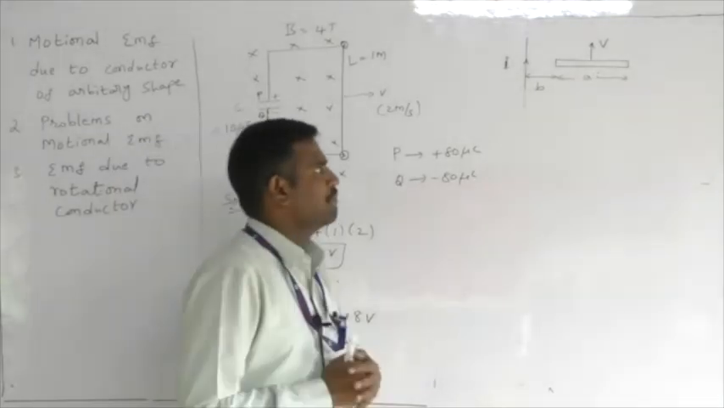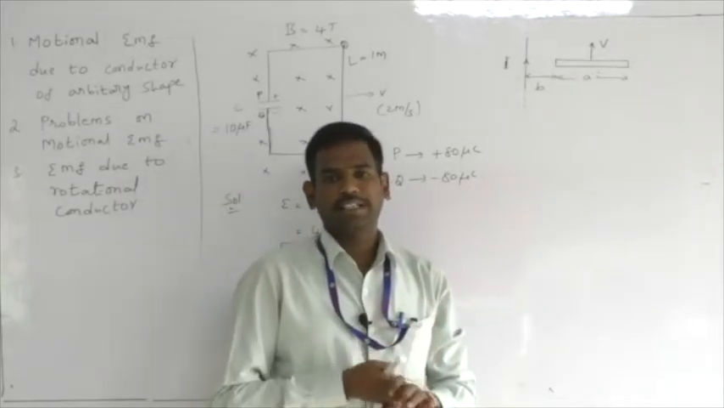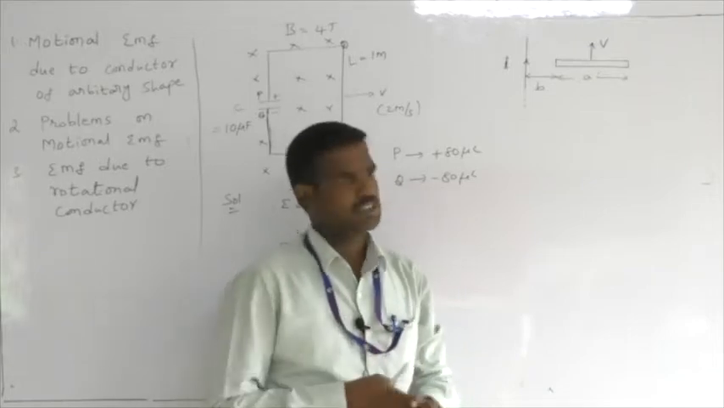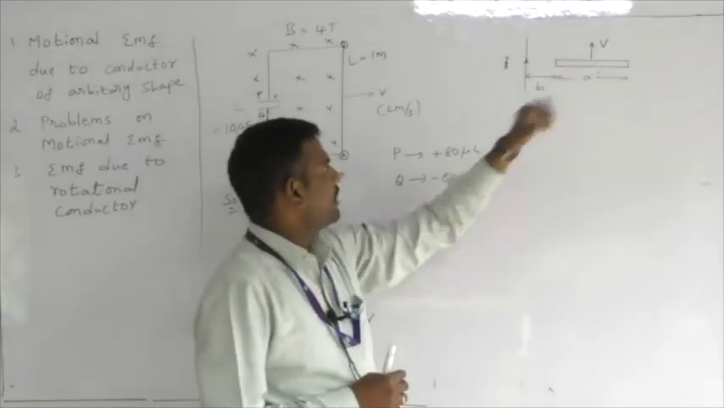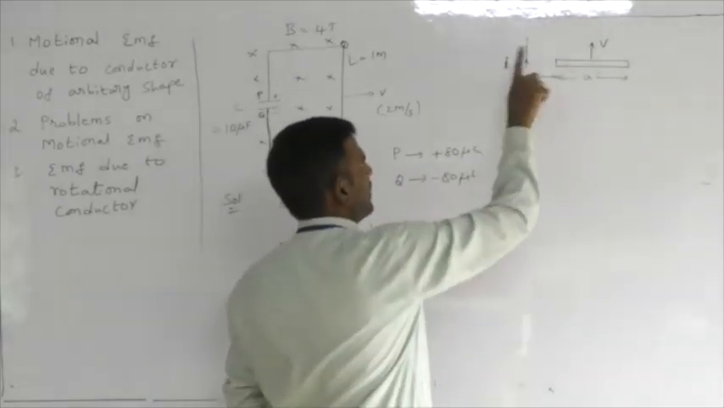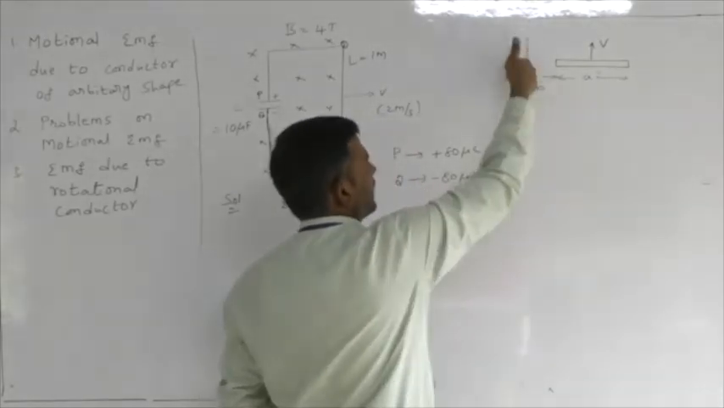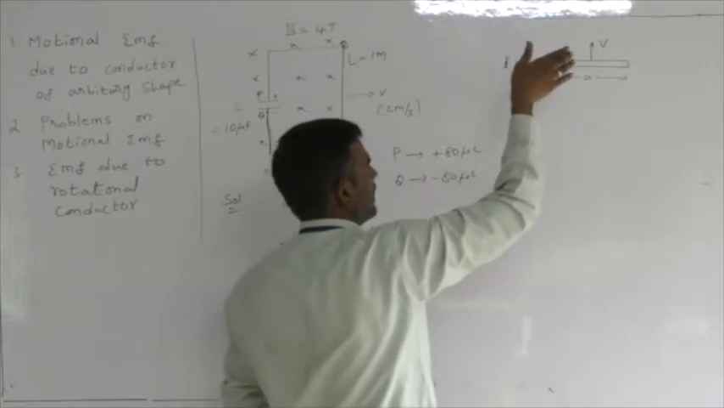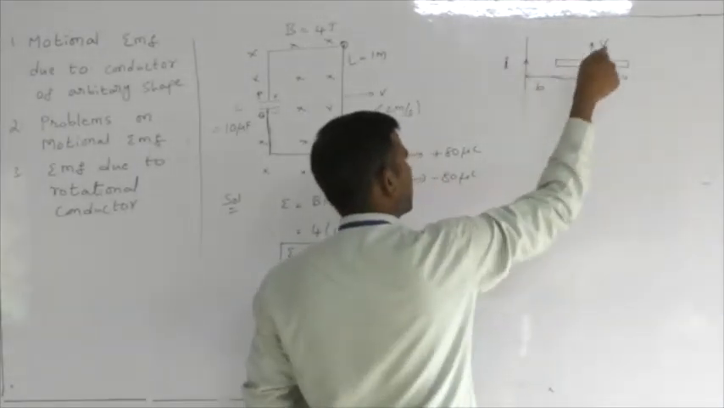So first of all, let us confirm whether all the three parameters are perpendicular to each other or not. So velocity is like this, conductor length is like this, and the magnetic field will be into the plane of the conductor. So it will be like this. Already we know that whenever the conductor is carrying the current in this way, the magnetic field lines are into the plane of the board, which are into this conductor.